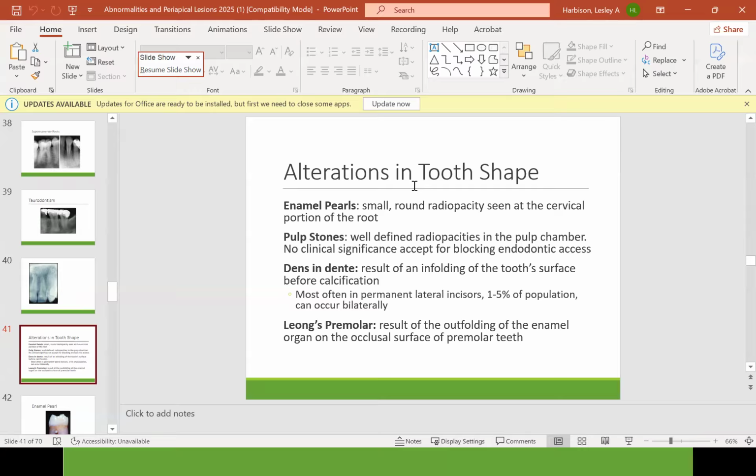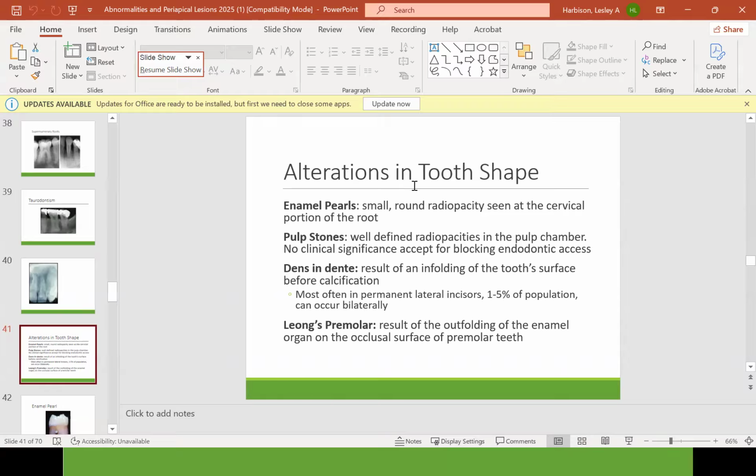When you feel it, you might scale it and think it's calculus at first, but it's really, really hard and it won't budge. So you're just going to kind of bop over it, and you won't be able to smooth it. A pulp stone is inside of the tooth, while the enamel pearl is on the outside. If there was bone loss, if the bone had gone down, you could feel it. But if it's embedded in bone, you're not going to feel it. But a pulp stone is inside the tooth. So those are different locations.